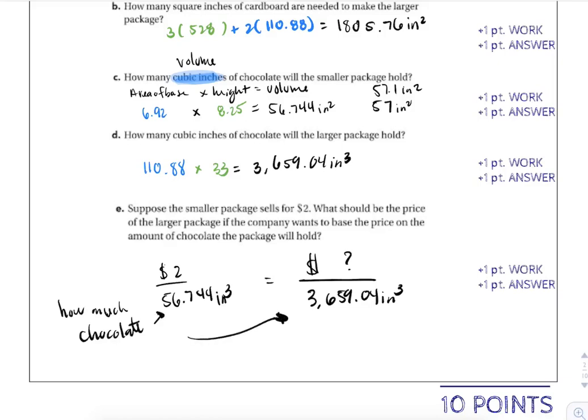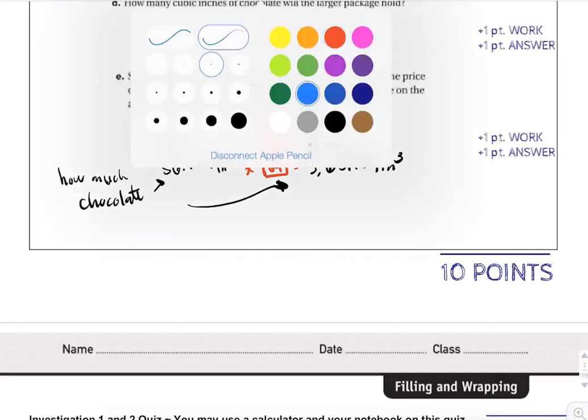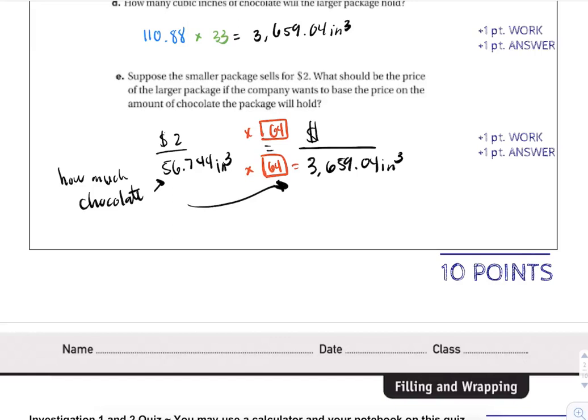Okay, and to go from one chocolate to the next, what do I multiply by in order to get from the 56.744 to that 3,659.04? I have to multiply by 64. So that means I have to multiply this one by 64 as well, and we get a new price of $128. I wasn't really concerned about the cents, but it should be 128. So we've got 128.04 if you rounded, but that's okay.